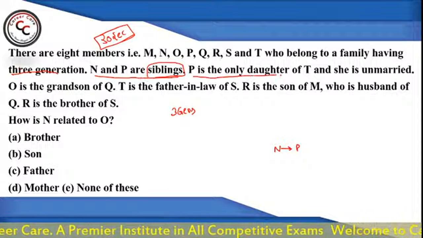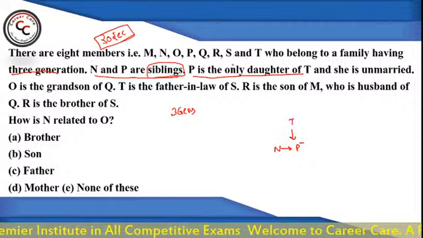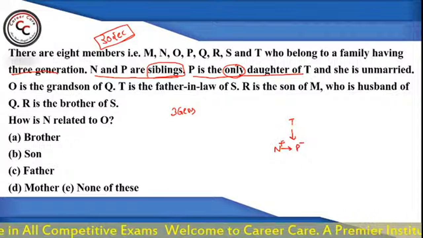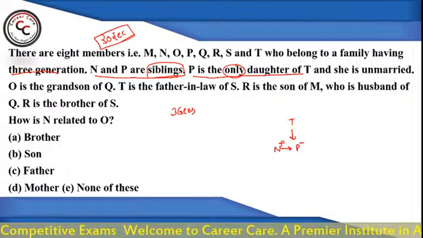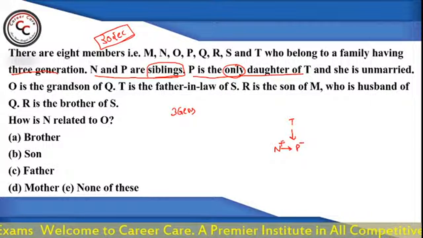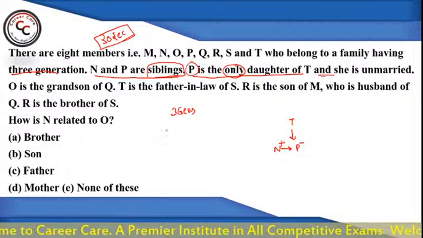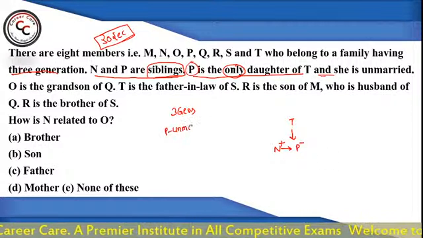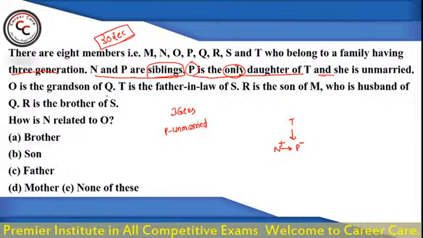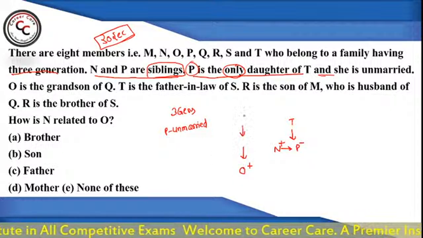Similarly, P is only daughter of T. Only daughter means there is only one daughter. That means if there are any other children, they will be sons. That means N's gender will be male, P's gender will be female. Why? Because P is only daughter of T. And she is unmarried. So P is unmarried. Okay, fine. No problem. O is grandson of Q. Grandson means 2 generations.